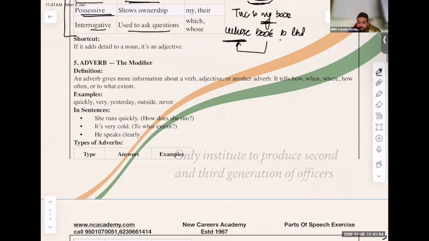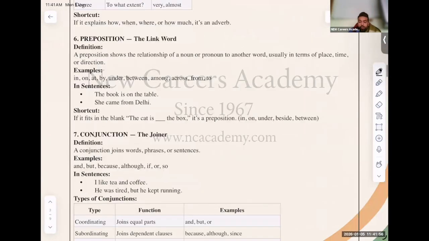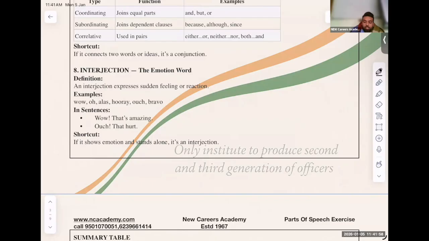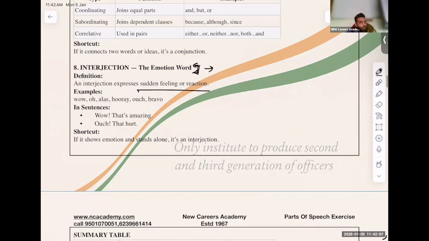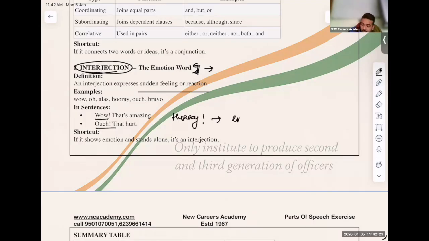Okay, let me move ahead before we do that. Let me do an easier one. Gerund. One is conjunction, and let me do interjection. Anything which expresses a form of the way you speak. Interjection expresses sudden feeling or reaction. Hooray. What is that? Interjection. Come on. Interjection. So wow, ouch, hooray. All this would be interjection, which expresses emotions.